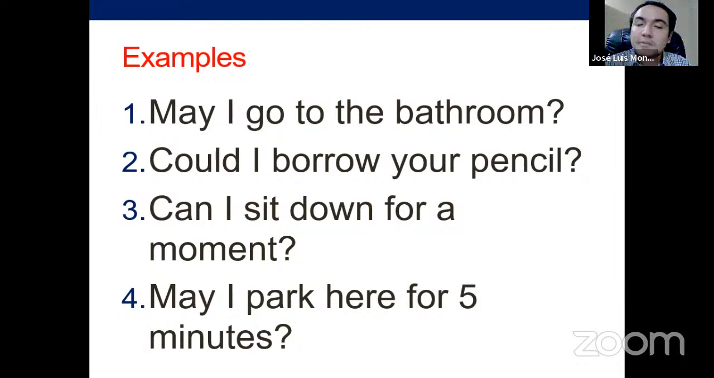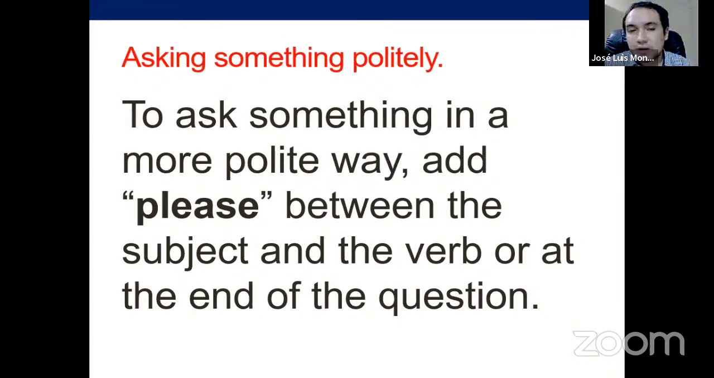All of them are questions for permission. You know which one is more formal than the other one. But you know that may is the one that is very formal, and it's the one that works perfectly for permission. May I go to the bathroom? May I borrow your pencil? May I sit down for a moment? May I park here for 5 minutes? That's always going to be the best option. But using can and could is not incorrect, and that's an alternative when wanting to do this. Then ask something politely.